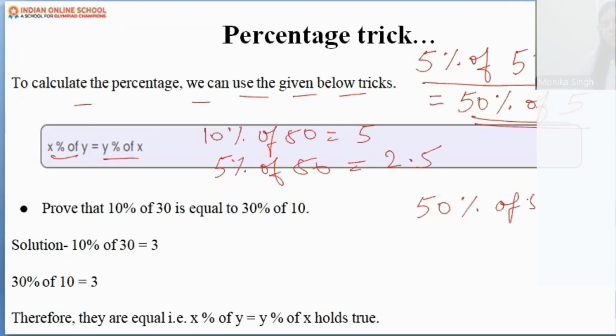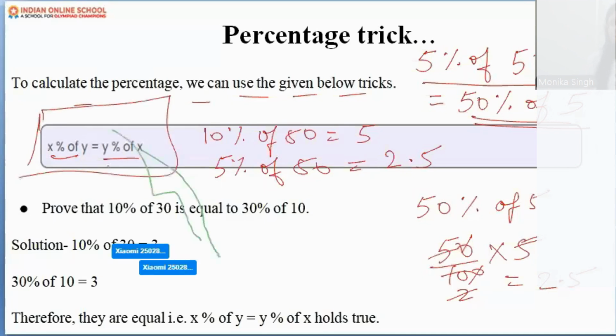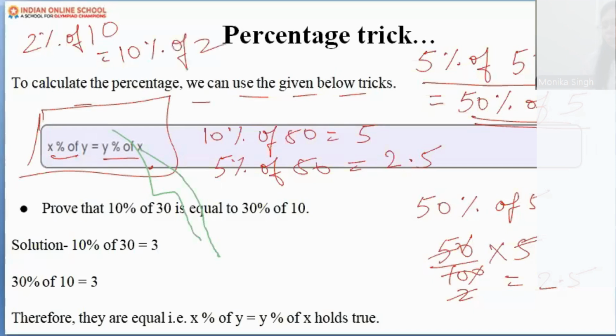Now calculate 50% of 5. 50 out of 100 into 5. What do we get? Again we get 2.5. So this formula can be used: X% of Y is equal to Y% of X. Clear to all of you? If I say 2% of 10, then I can also say 10% of 2. Both are the same thing.